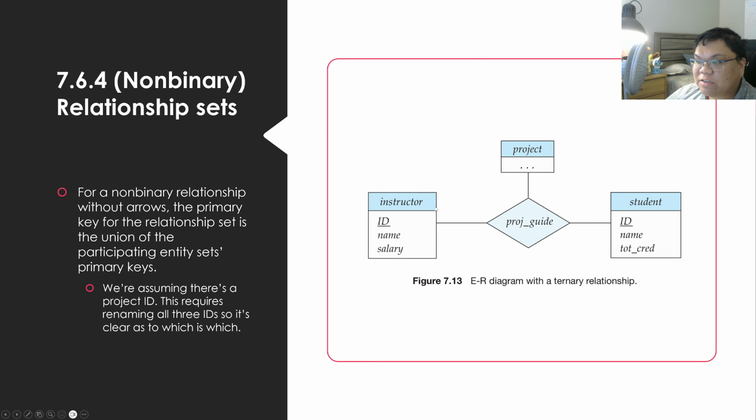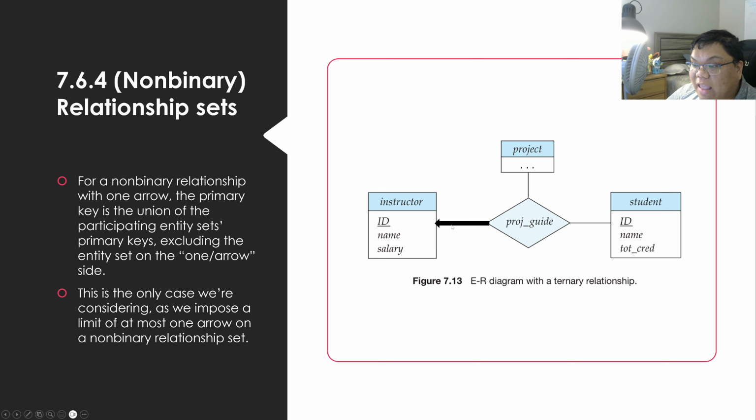How about a non-binary relationship set? Well, let's assume that project also has its own project ID of its own. So a lot of the same rules apply for a non-binary relationship set. If we have a non-binary relationship set here, where we have instructor, project, and student, we can create a schema for project guide whose primary key is all three primary keys of instructor, project, and student. We formally say that this is the union of the three participating entity sets' primary keys. So we have an instructor ID, a student ID, and a project ID.